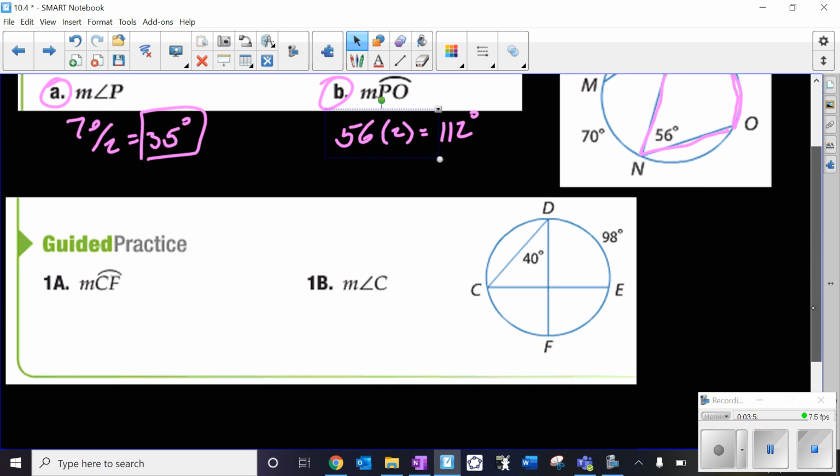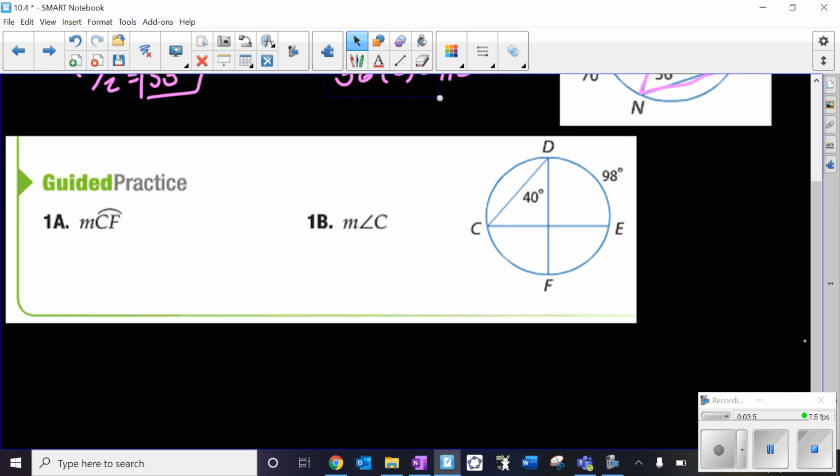We've got a couple more. Let's do these down here at the bottom as well. I want to find the measure of arc CF. I'm going to find CF, draw in its angle. There's the angle measure that I'm dealing with. Since I want the arc, it's double the inscribed angle. Double 40 gets me 80 degrees.